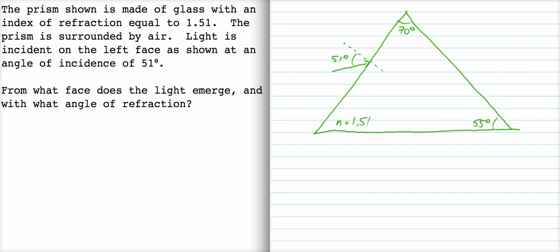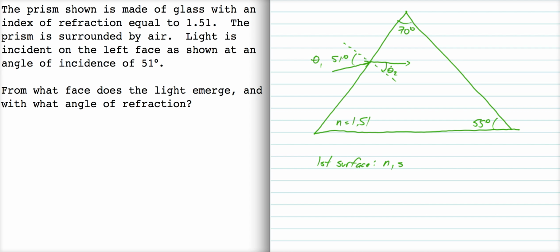Okay, so we just have to figure out where the light emerges from this prism. So let's start with the first surface. Right here at this point, this thing's going to turn and make some angle. So this is theta 1. It's going to make some angle theta 2 here with respect to the normal, right?